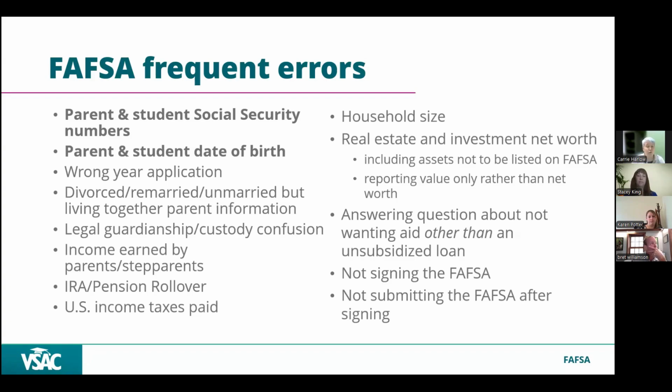The other common error we saw last year was answering the question about not wanting aid other than an unsubsidized loan. And my understanding is federal student aid is still working to figure out a different way to ask that question. Also, not submitting the FAFSA after signing. Because this is roles-based, the student has to be the one to submit the FAFSA. And so if a student has filled out their part and then the parent filled out their part and they both signed, the student might have to go back in, depending on when things happen, to make sure it's submitted.